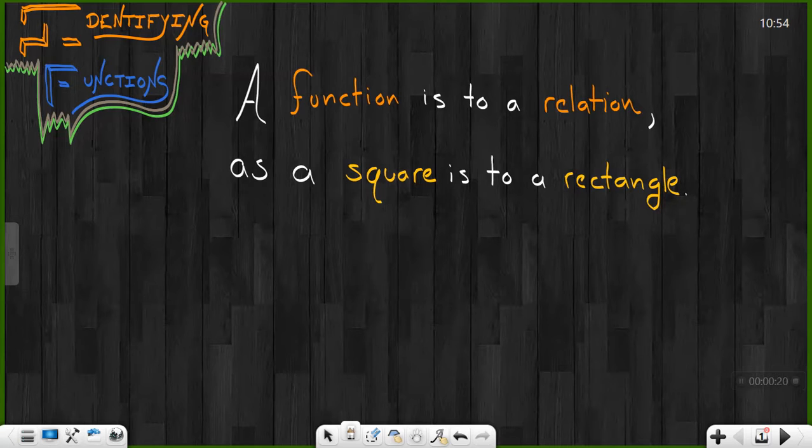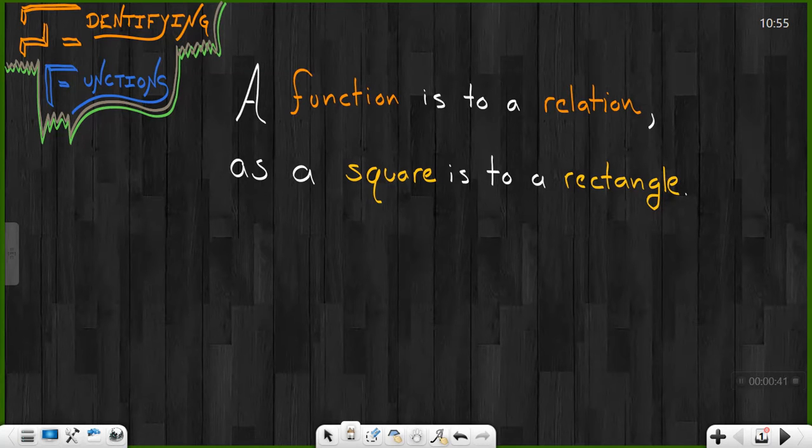Well, a function is to a relation as a square is to a rectangle. Pause the video, take a moment to think about what that means. Well, if you thought about it, maybe you came up with some ways to decipher this analogy, and you thought about the fact that a square is a special type of rectangle. All squares are rectangles, but not all rectangles are squares.